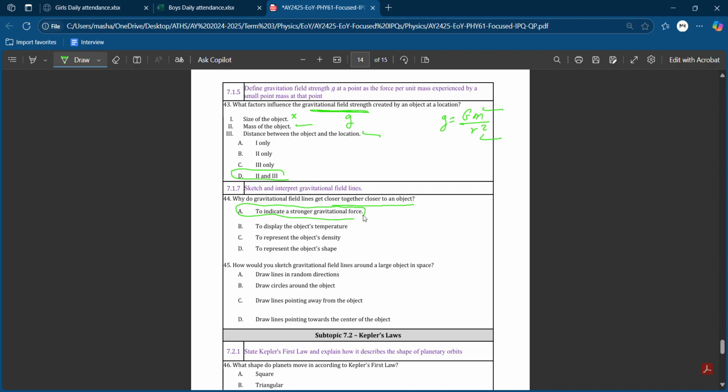Question 45. How would you sketch gravitational field lines around a large object in space? First thing, we said the gravitational field lines always point towards the center. They are radial, meaning straight inwards. Draw lines pointing towards the center of the object, as we said here. Okay. And this is for this topic.